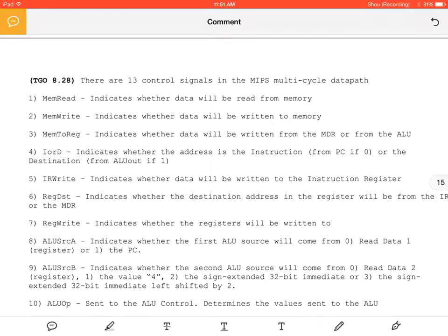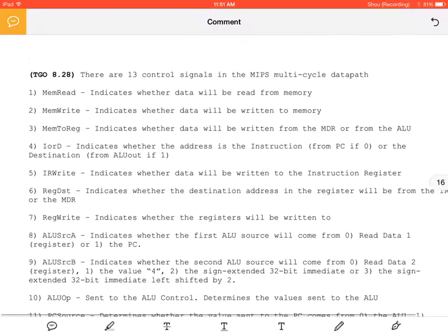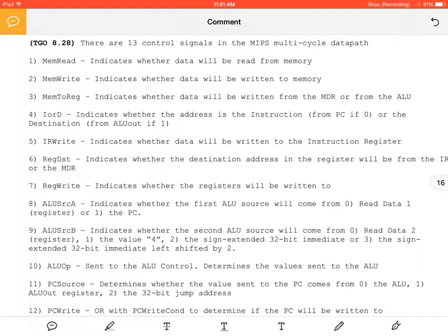I or D, which is what you guys named here, indicates where the address is from: the instruction from the PC if 0, or the destination, or data. That's data. So if it's instruction, it's 0. If it's data, it's 1. So if it's an instruction, I want it to be 0.